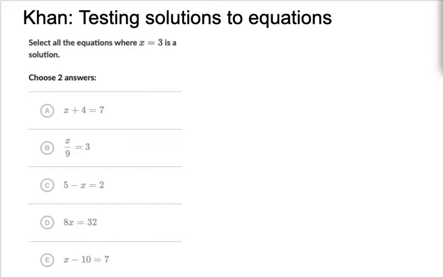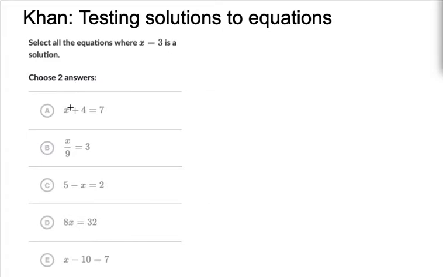On the first type of problem, you'll be given something such as, in this case, select all equations where x equals 3. So x equals 3 is a solution. You're going to try x equals 3 in all of these and see which ones it works in. As you notice, it says choose two answers. Some of these are going to say choose two answers, and some might even say choose all that apply. So make sure you read this carefully and select the appropriate number of answers.